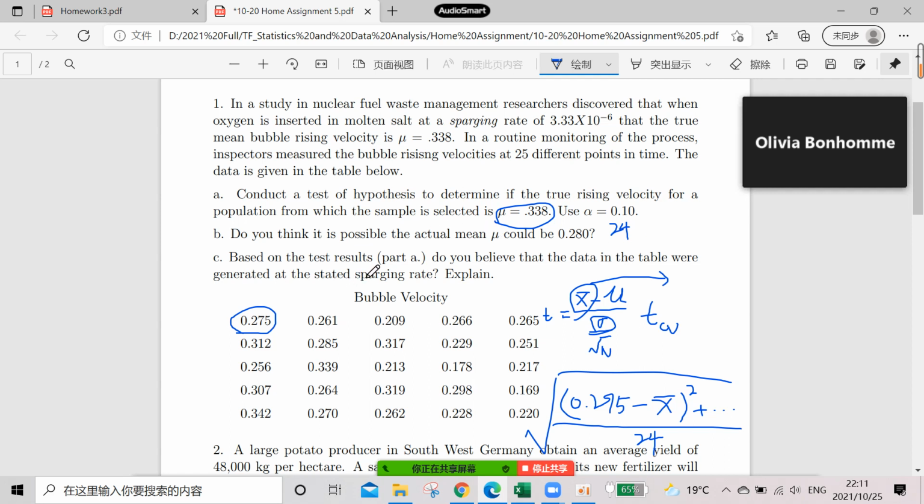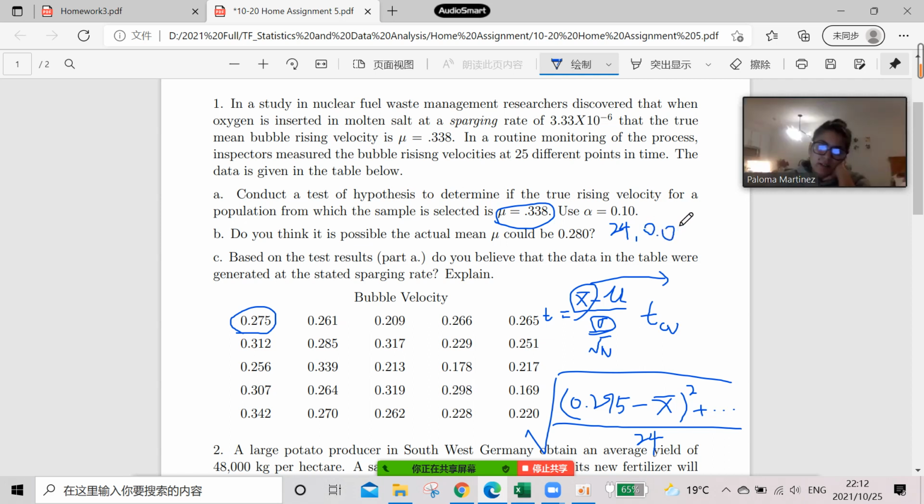That is something a little bit weird, I would say, but I would not deduct a lot of points for alpha equals 0.1 or 0.05. But in this question, the alpha equals 0.05.